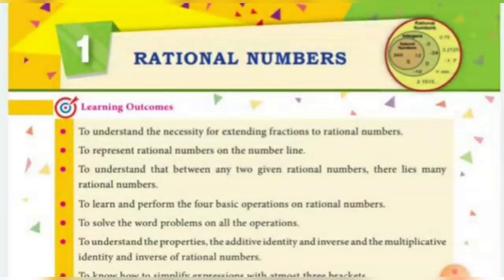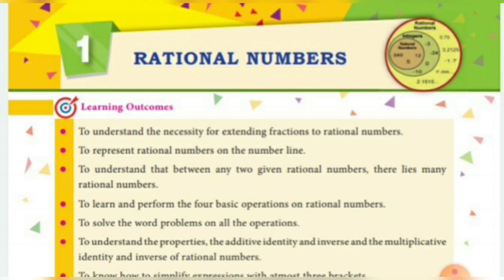Watch the video carefully. Chapter 1, Rational Numbers. What do you mean by a rational number? A rational number is of the form a by b, where b is not equal to 0. a is called the numerator and b is called the denominator. The denominator is not equal to 0.